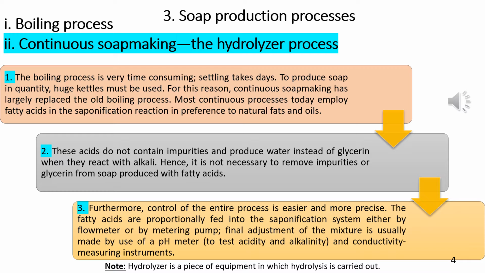So, what are the disadvantages of using the boiling process? The boiling process is very time consuming. In this process, the settling takes place in days. It requires a lot of time to complete the entire process. For production of soap in boiling process, we need huge kettles. So, due to the disadvantages of the boiling process, we prefer the continuous soap making, the hydrolyzer process over the boiling process.